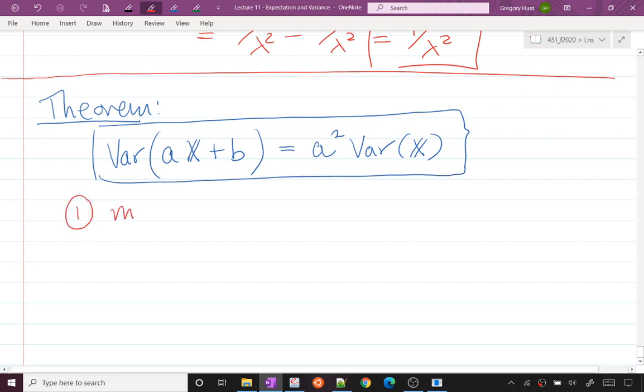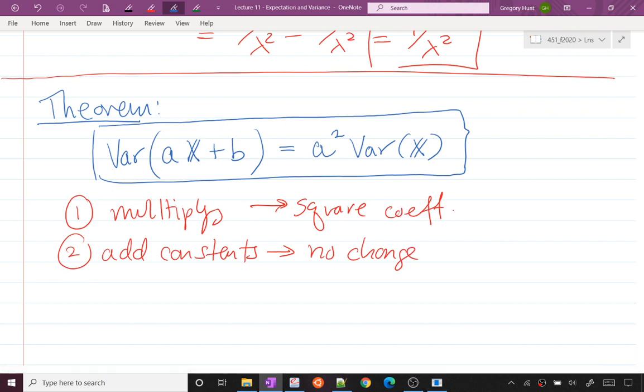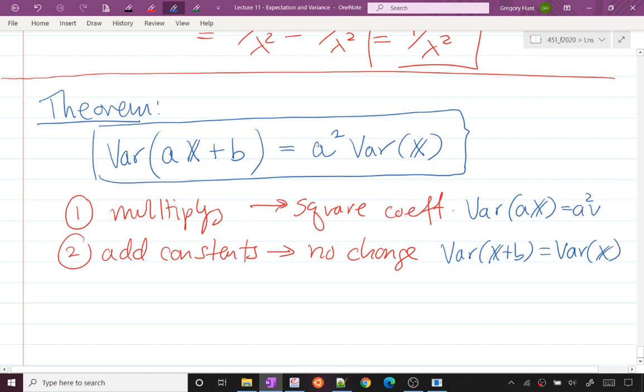So the two takeaways: multiplying means I need to square the coefficient. If I multiply x by a, my variance goes up like a squared. And if I add constants, there's no change to variance. Variance does not depend on constants. It's about spread around the mean, not where the distribution is located. So I can shift my distribution around, and it doesn't change the spread of the distribution. It just changes where it's located. So variance of x plus b is the same thing as variance of x, and the variance of ax is a squared variance of x. All right, so that's the key takeaway here: variance ignores additive shifts, and multiplicative constants get squared.